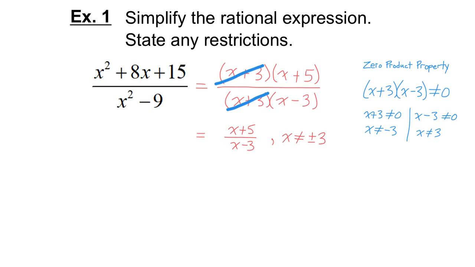because you'll notice if I try to just find the restrictions at the end, I wouldn't have noticed that x can't be negative 3. I would have only said that x can't be 3. So just make sure you keep track of your restrictions as you go and not just wait till the end.